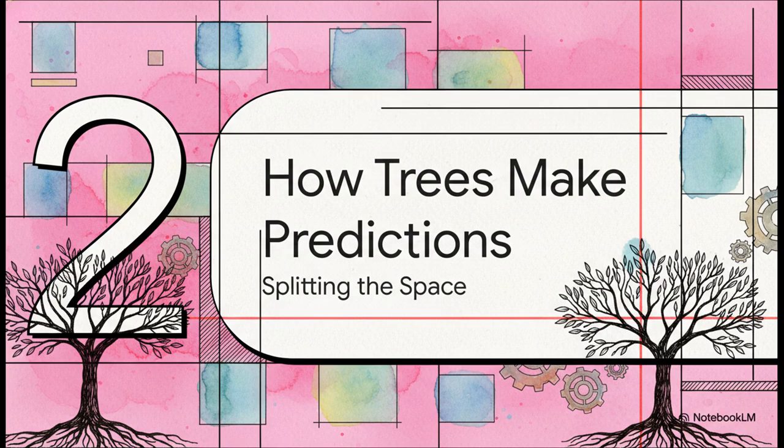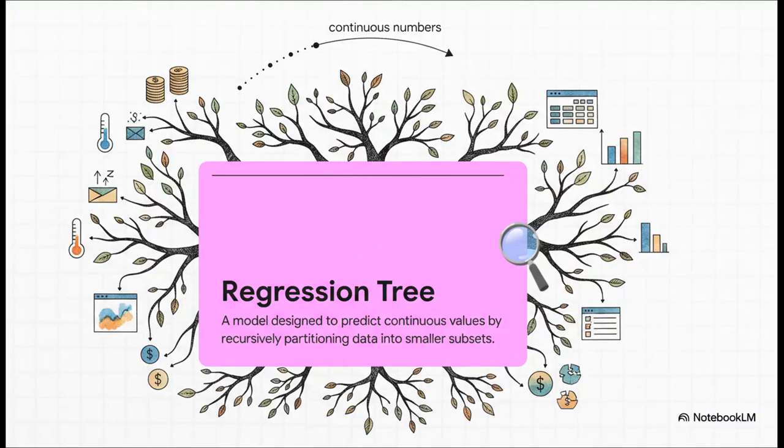Okay, so let's dig into how this whole chopping process, or what's really called partitioning, actually works to come up with a final prediction. And this, formally, is what a regression tree does. It's built specifically to predict continuous numbers. Things like a price, or a temperature, or a player's salary. It's not for putting things into categories like cat or dog.